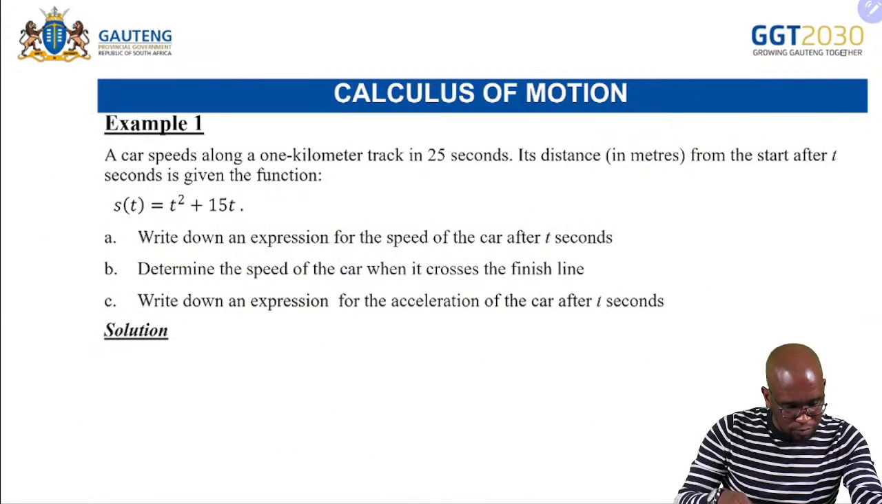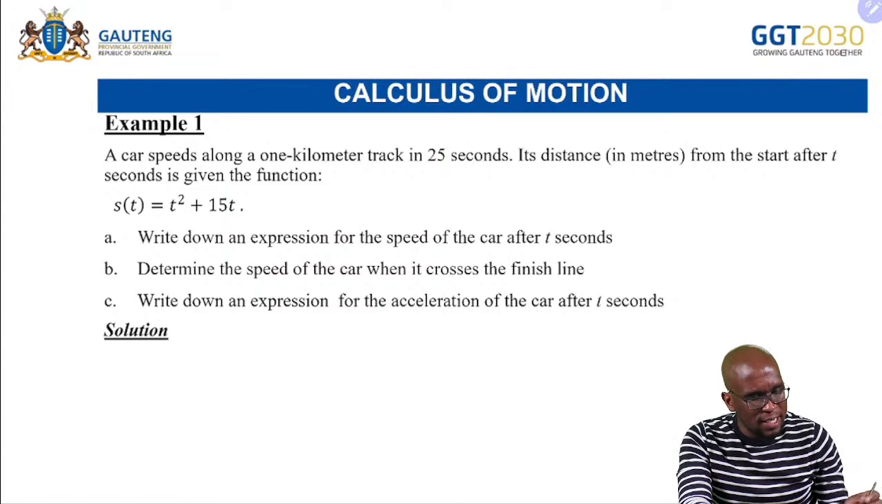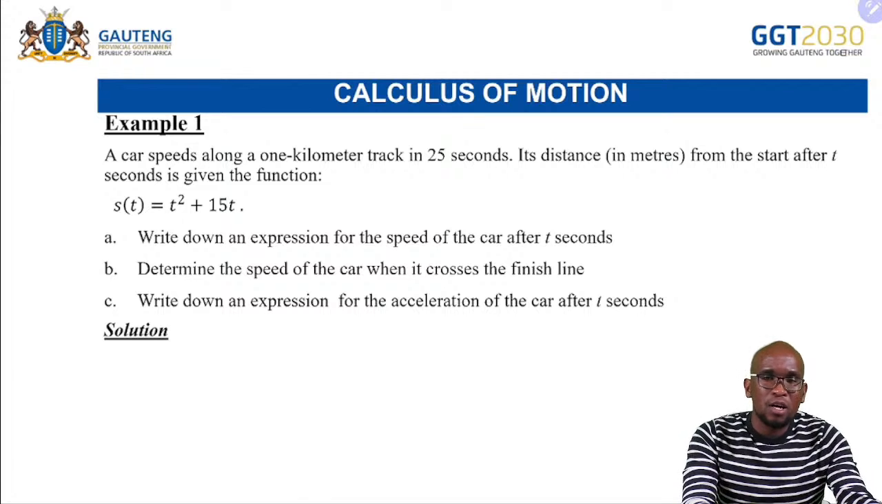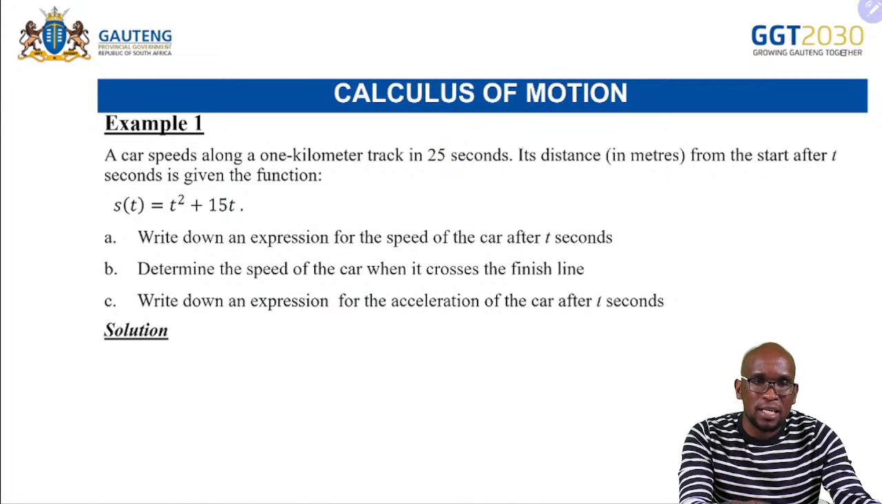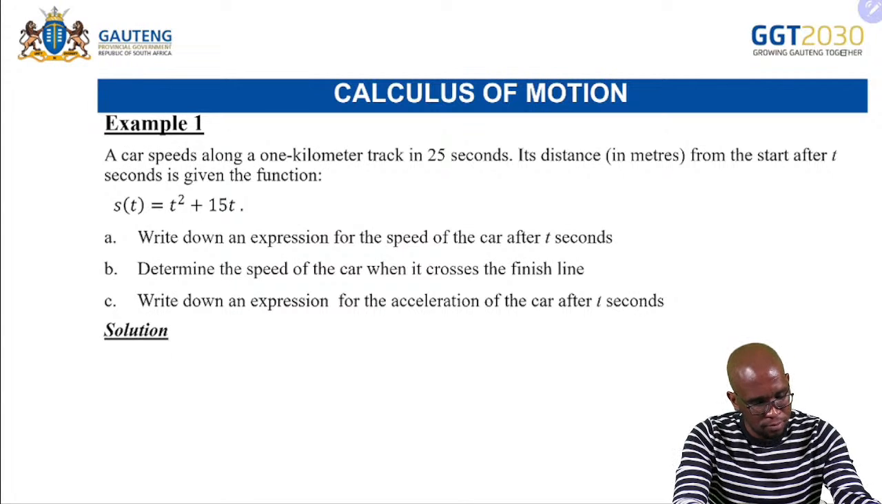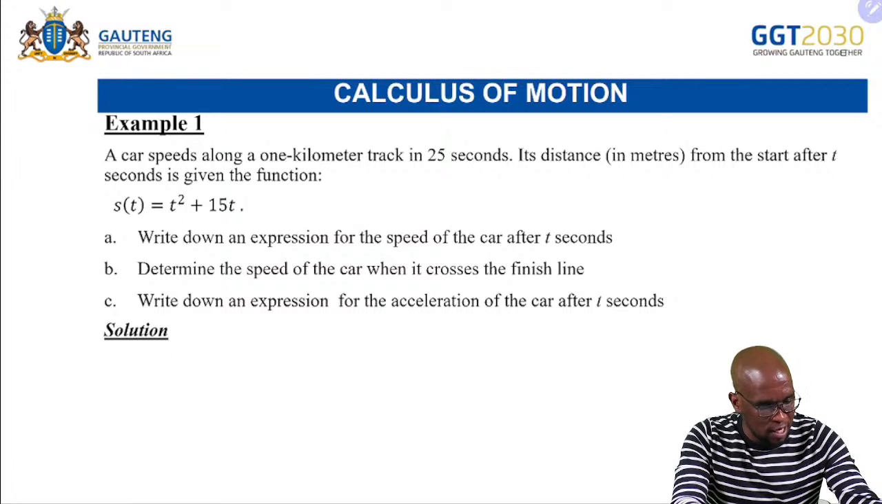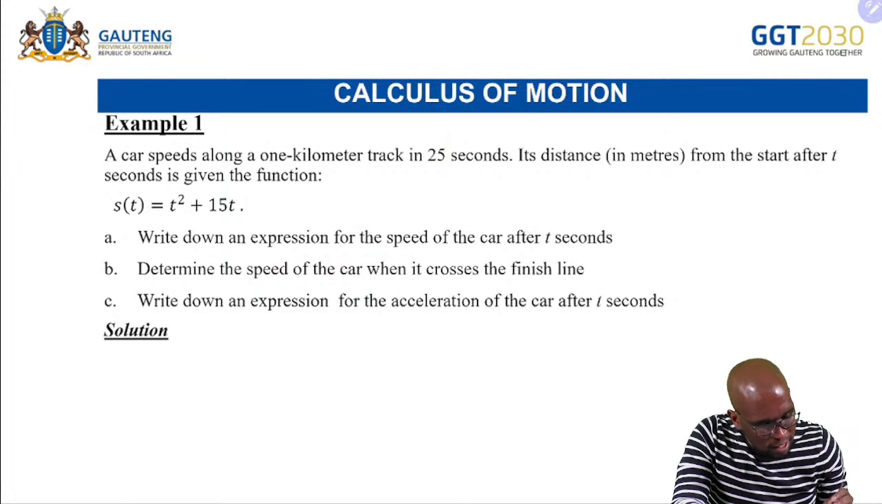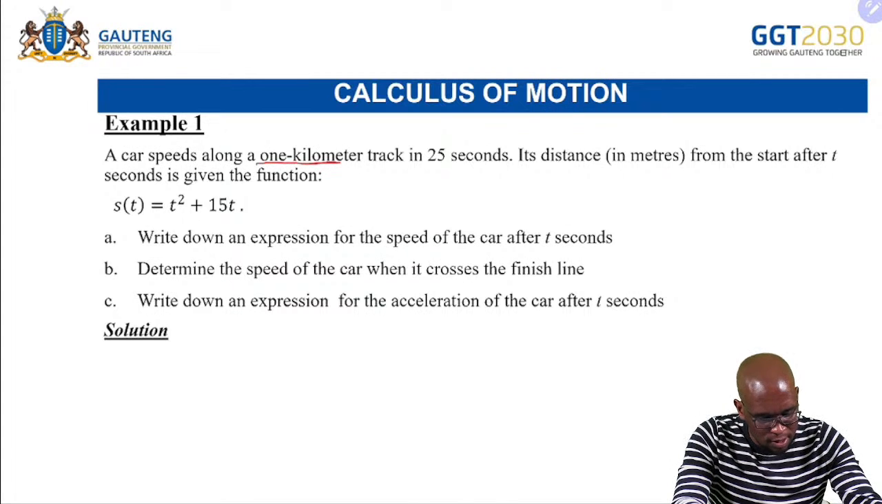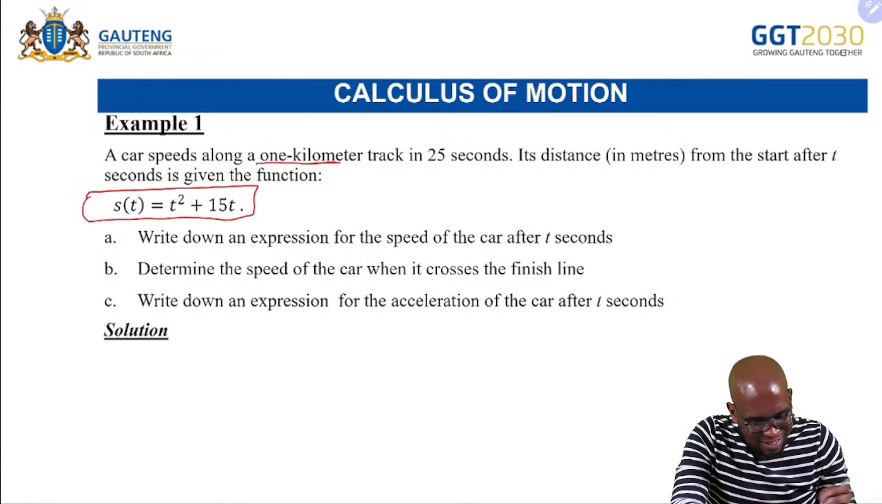Right, let us look at an example where this can be applied. Remember, if you work on a horizontal straight line, we use concepts like displacement and distance. But if you move in a vertical direction, in the y direction, then we use height. Right, that is the displacement in the y direction and the displacement in the x direction. Now, a car speeds along a 1 kilometer track, so the track is 1 kilometer long, in 25 seconds. Its distance in meters from the start after t seconds is given by the function s of t is t squared plus 15t. Now, this is the objective function to determine the distance in meters.